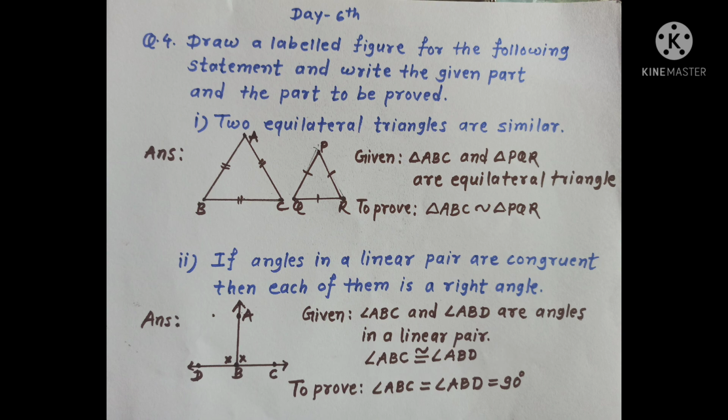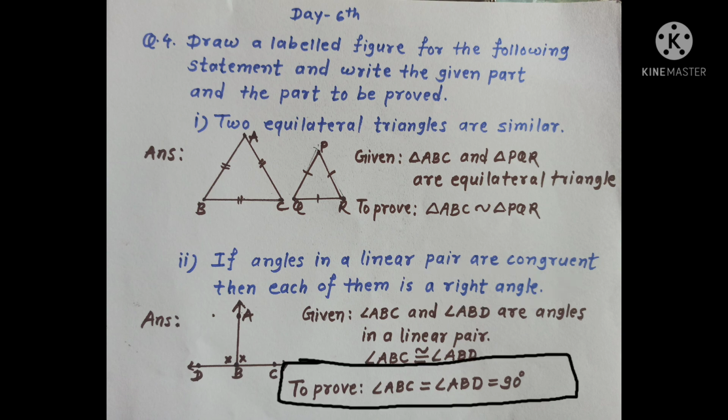In the consequent part, it is said that they are right angles. Therefore, in the to-prove part, you should write: angle ABC is equal to angle ABD is equal to 90 degrees.